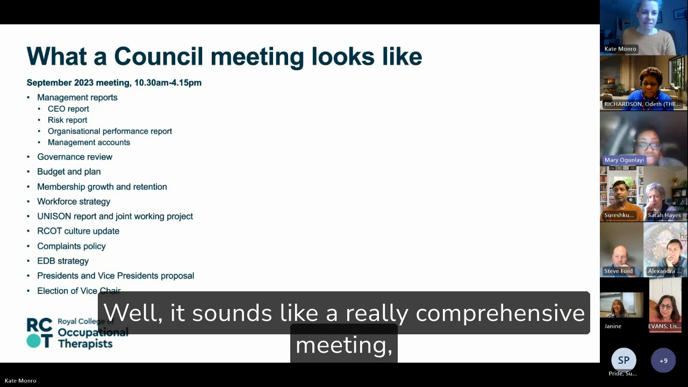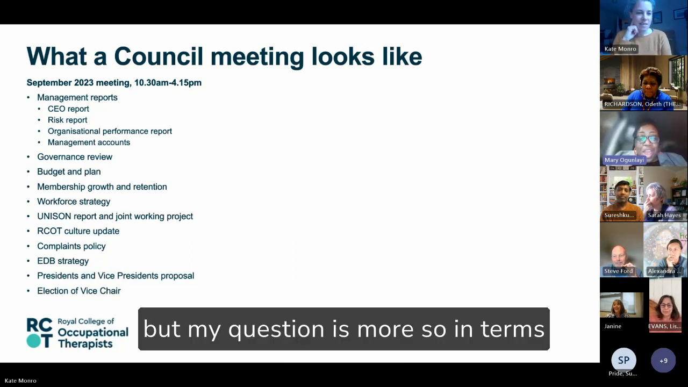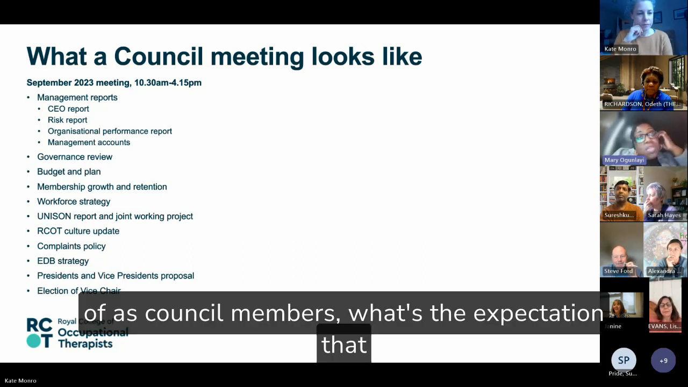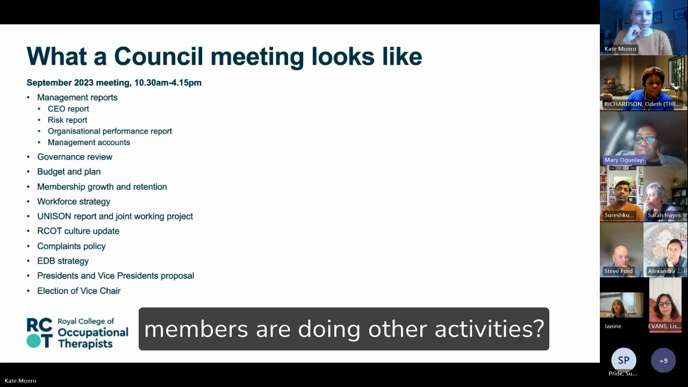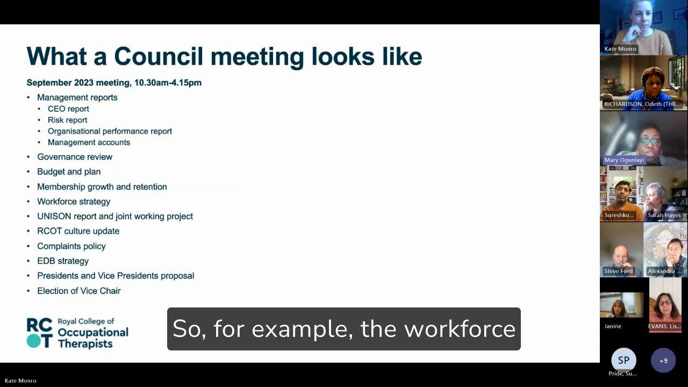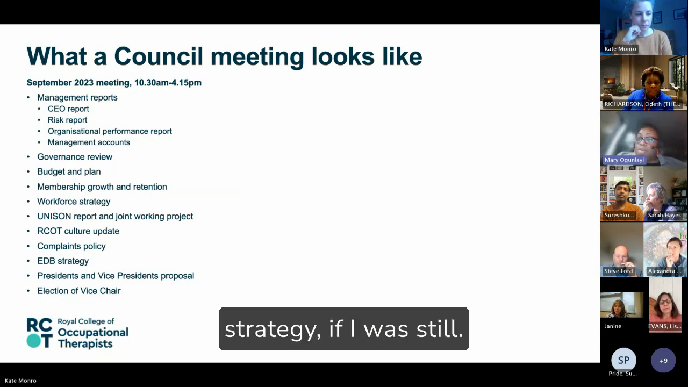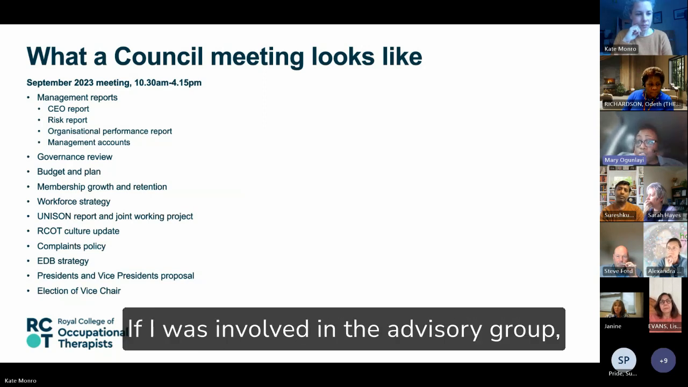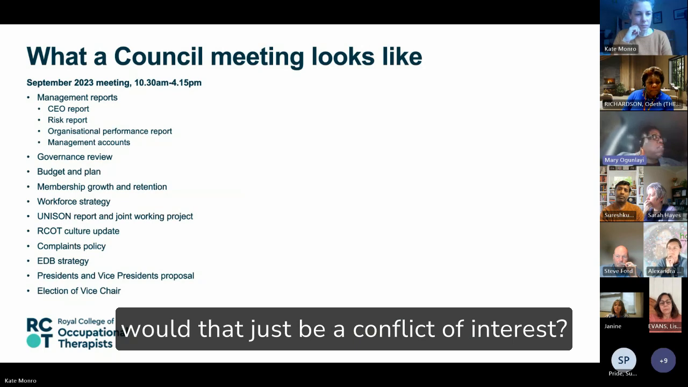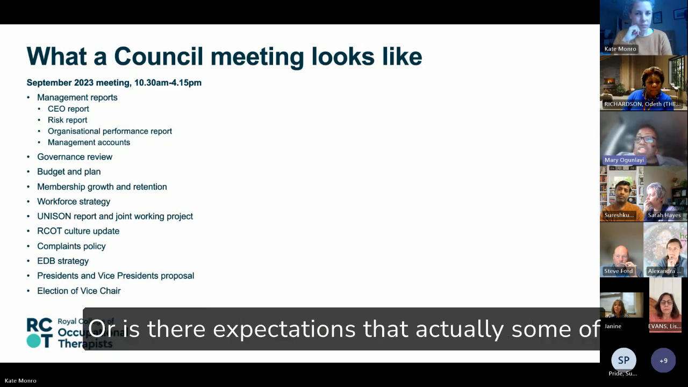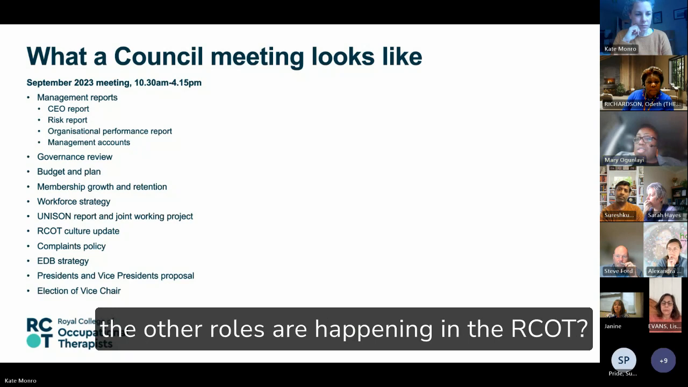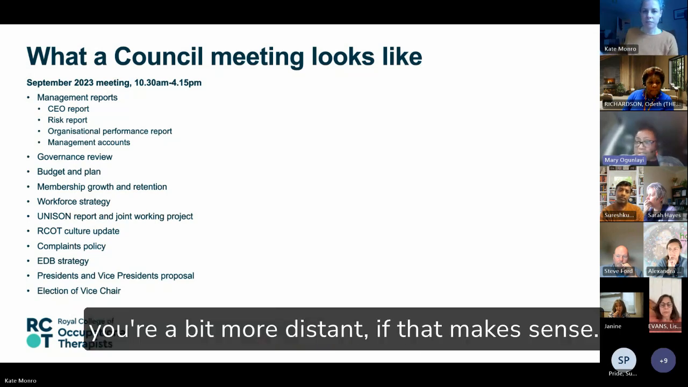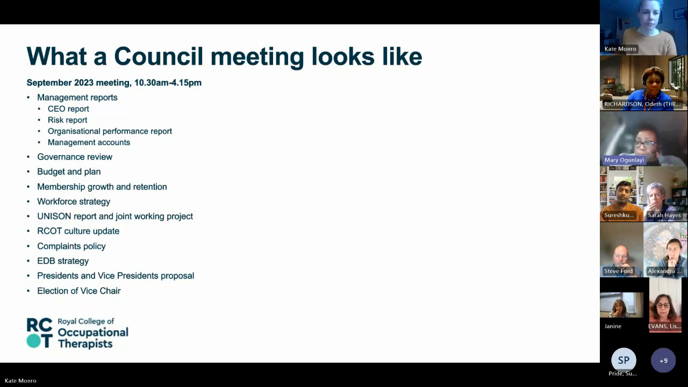It sounds like a really comprehensive meeting. But my question is more so in terms of, as council members, what's the expectation that members are doing other activities? So, for example, the workforce strategy, if I was involved in the advisory group, would that just be a conflict of interest? Would that be declared? Or is there an expectation that actually some of the other roles that are happening in RCOT, as members, you're a bit more distant, if that makes sense?